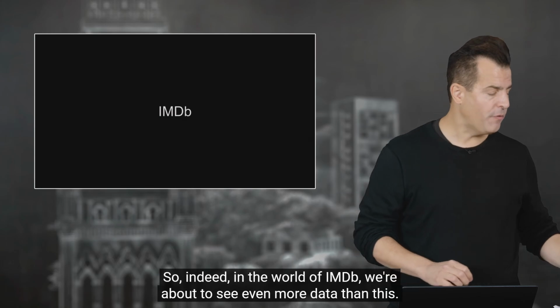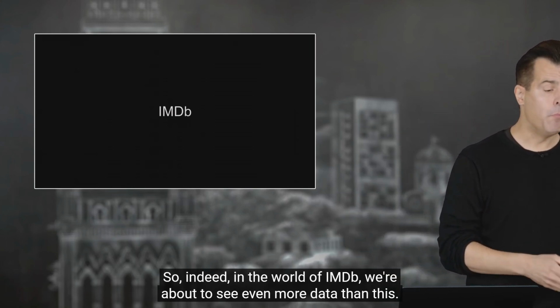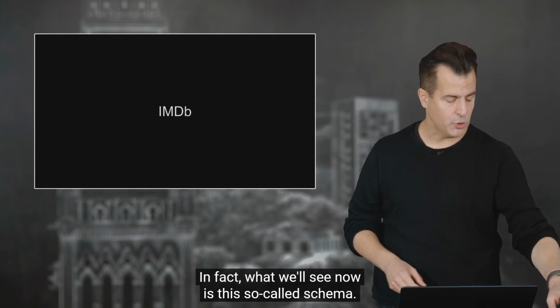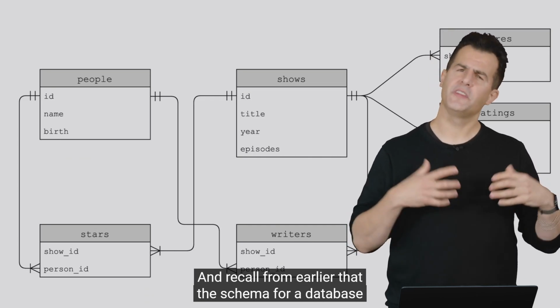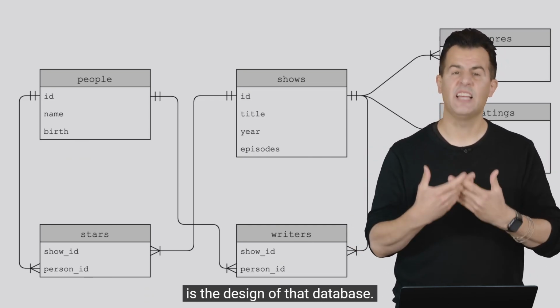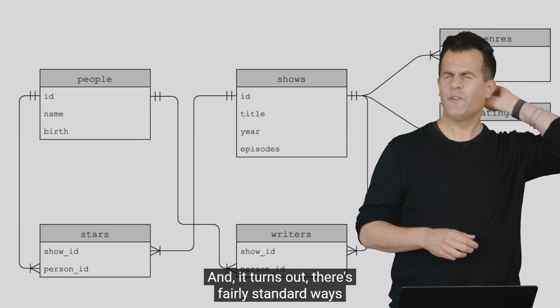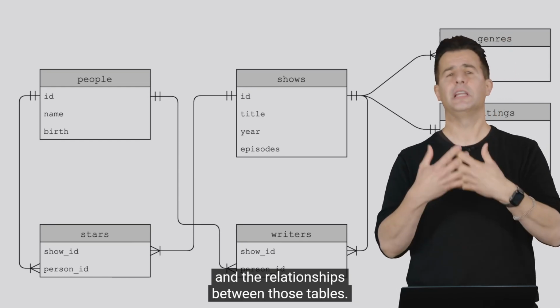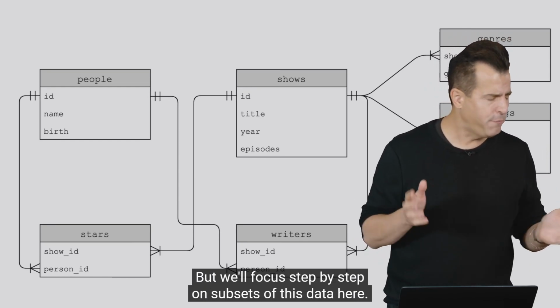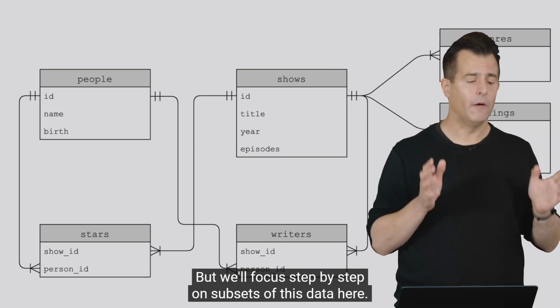So indeed, in the world of IMDb, we're about to see even more data than this. In fact, what we'll see now is this so-called schema. And recall from earlier that the schema for a database is the design of that database. And it turns out there's fairly standard ways of drawing databases and database tables therein and the relationships between those tables. But we'll focus step by step on subsets of this data here.